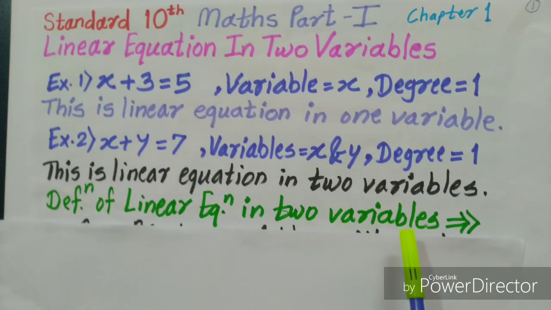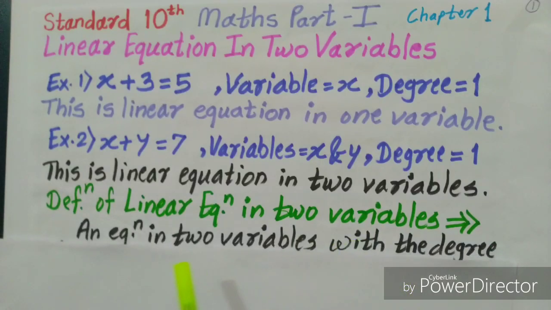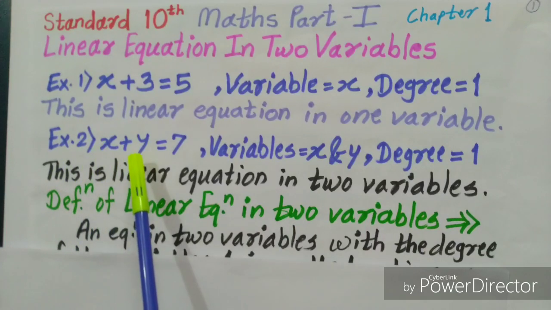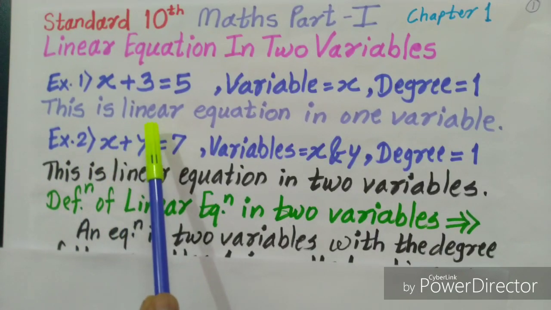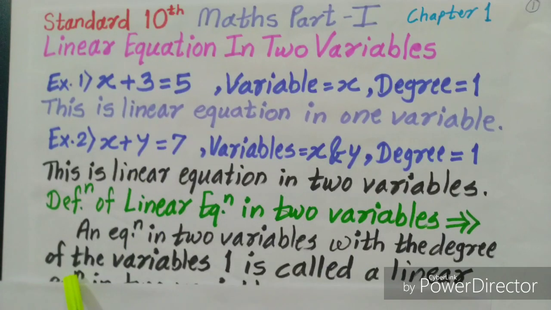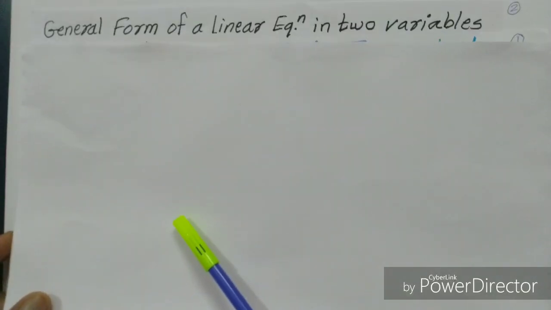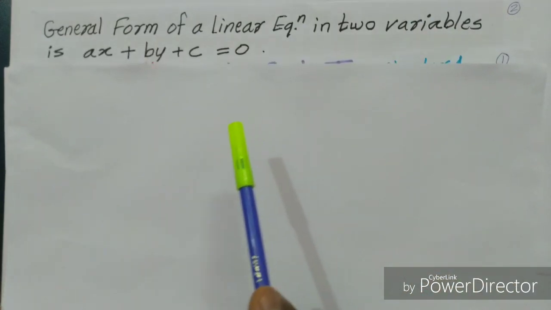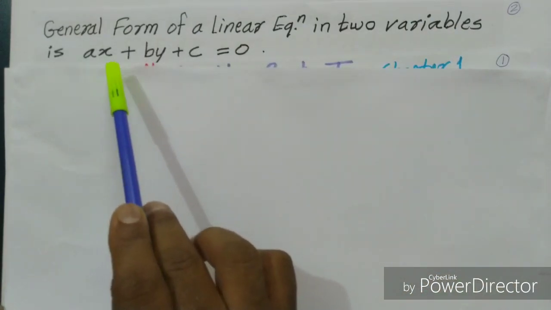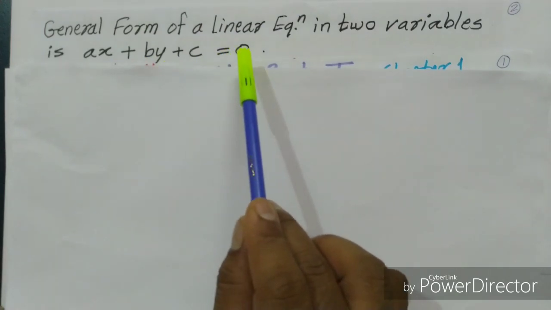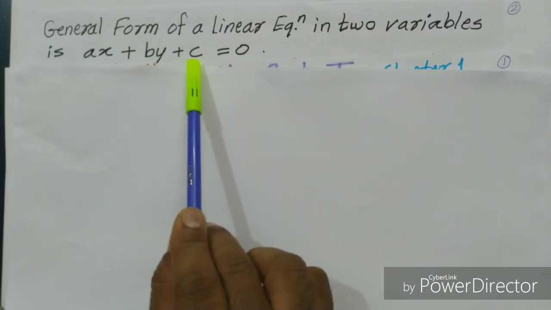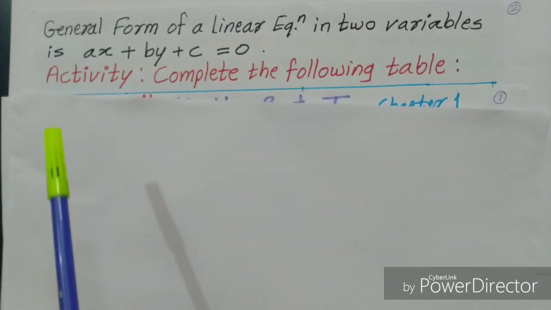Definition of linear equation in two variables. An equation in two variables with the degree of the variables 1 is called a linear equation in two variables. The general form of a linear equation in two variables is ax plus by plus c is equal to 0. Here a, b and c are real numbers.